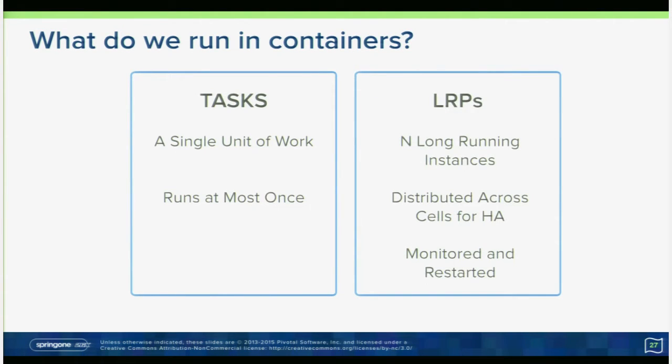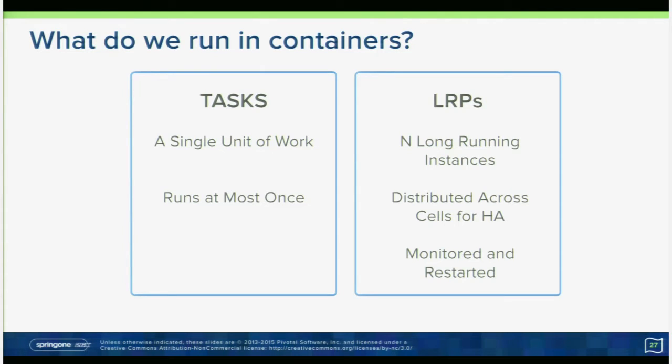Then we have these things called LRPs. LRPs are long-running processes. And so we want to take a thing, and I want to run n copies of that thing. But I don't just want to run them. I actually want to run them forever. Until the code needs to change, this thing should run. It should keep running. It should be distributed across multiple cells, so that if one of the cells dies, then the thing is still there. And we want to monitor these things and restart these things. If the thing gets sick, I want it to come back. We saw that happen last night. This is what's going on under the hood.